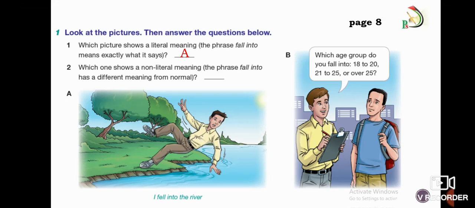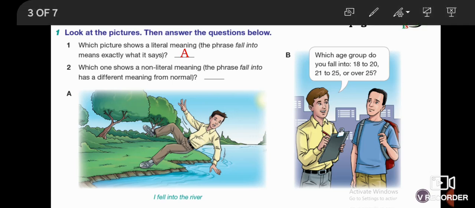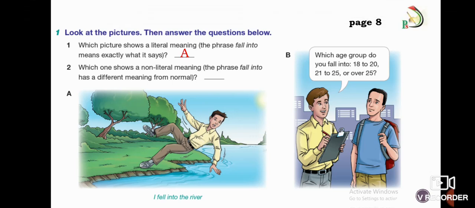meaning. But when you come to picture B, read number 2. Which one shows a non-literal meaning? The phrase fall into has a different meaning from normal. Yes, in picture B, the boy is not falling. He is just in a list of different age groups: 18 to 20, 21 to 25, or over 25. So, which picture shows the non-literal meaning? B.